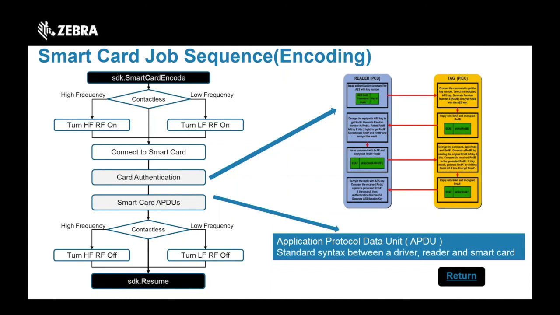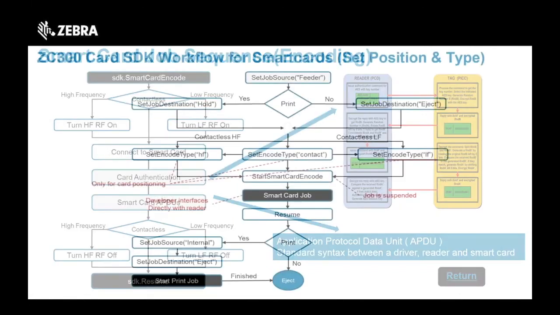When you do that, you start to connect to the smart card. Then you do the card authentication. This card authentication works as shown on the right side. Then you start the process with the APDU commands. That's basically the protocol used to communicate between the driver, the reader, and the smart card. At the end, you need to turn off the high frequency or the low frequency, and then you resume your job to the end.